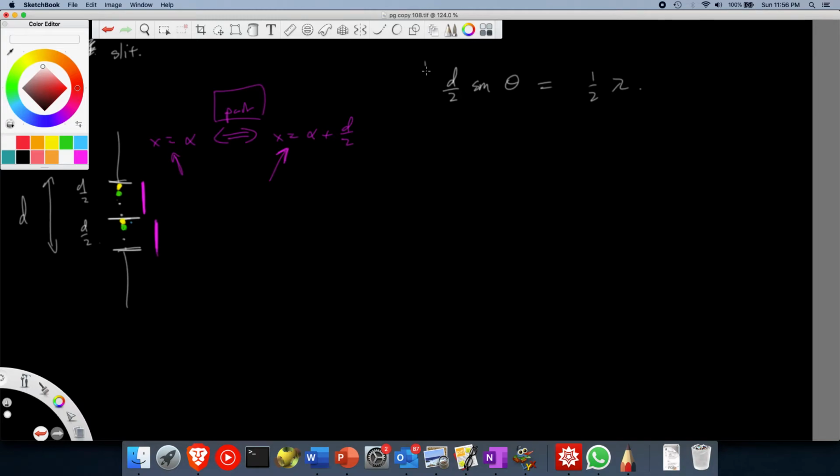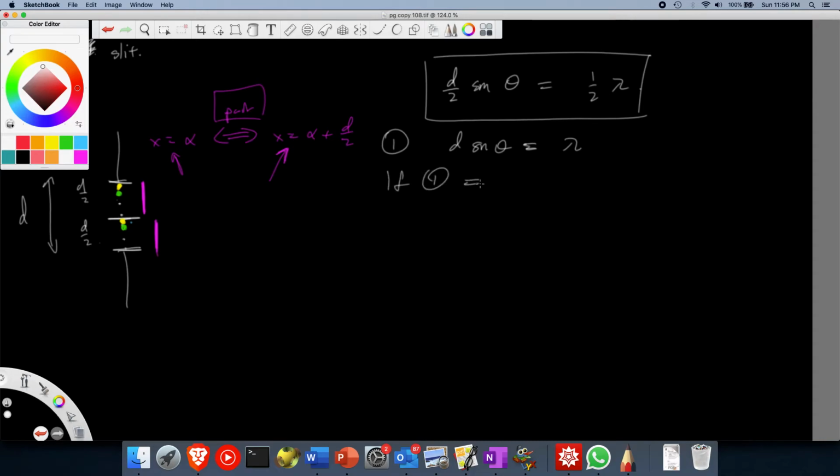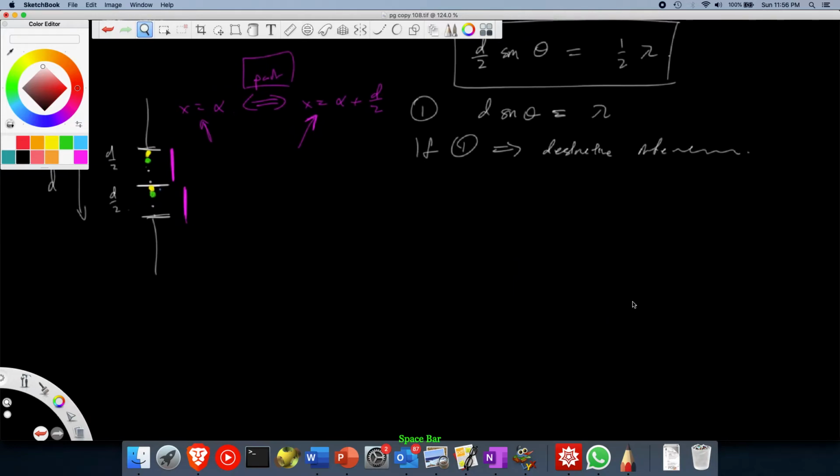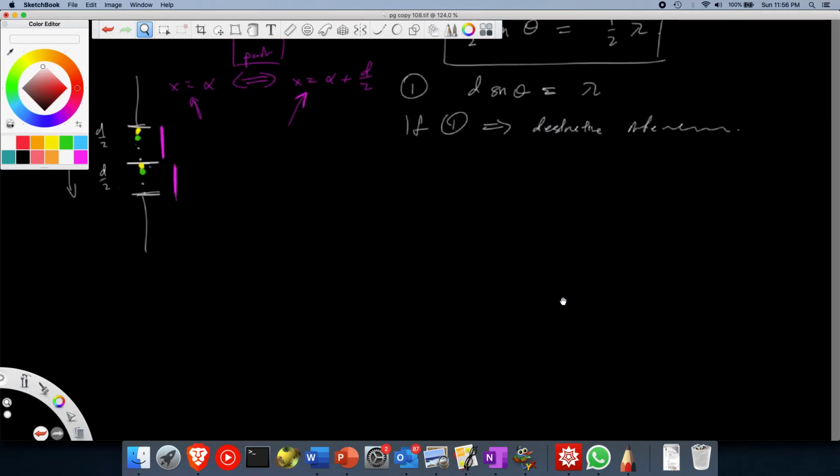And what is that condition for destructive interference? Pairwise, it is this condition. And if we rewrite it, we get d sine theta equals lambda. So this is a condition for destructive interference. This is one of the conditions. So if 1, then we get destructive interference. Okay, so this is 1, d sine theta equals lambda.